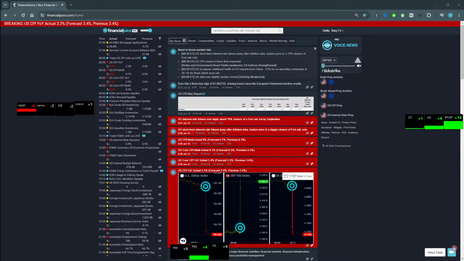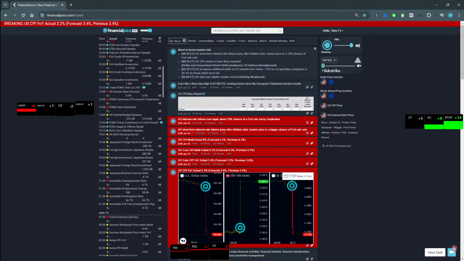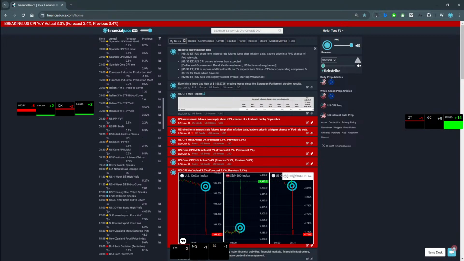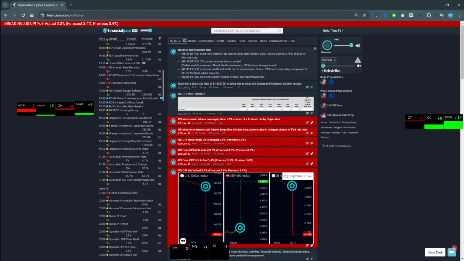Also, you have your live voice feature here, which you can see me moving around with the little scroll bar. On the left-hand side, you have the economic calendar of the upcoming economic releases and what to expect for the day ahead and also the week ahead. Of course, we have the FOMC later on at 2 p.m. Eastern Time, alongside the rate statement and summary of economic projections.